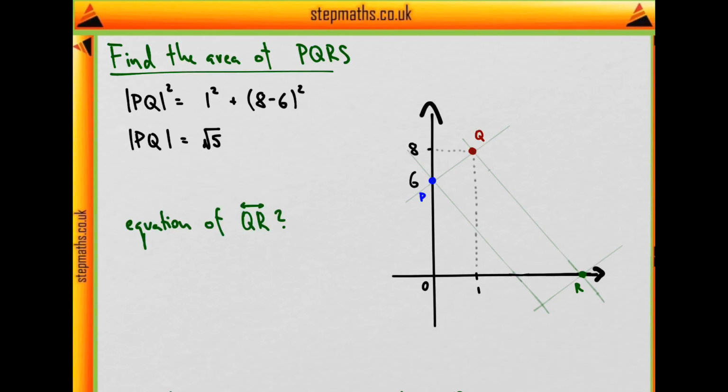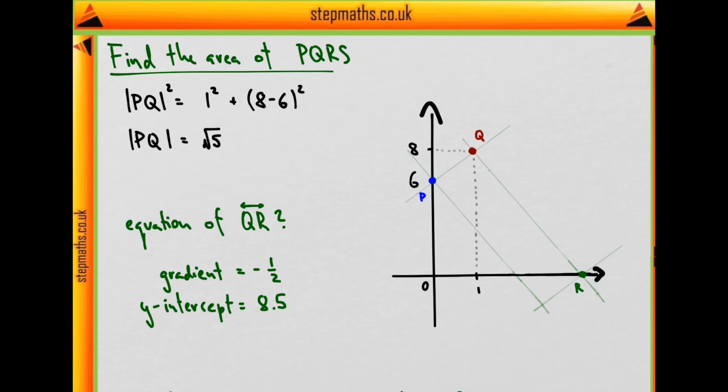Well, the gradient of PQ is 2, because it goes up by 2 units in y on a distance of 1 unit in x. And if this line is to be perpendicular to it, it must have a gradient of 1 over, times -1, and that makes it -1/2. The y-intercept is 8.5. And why is that?